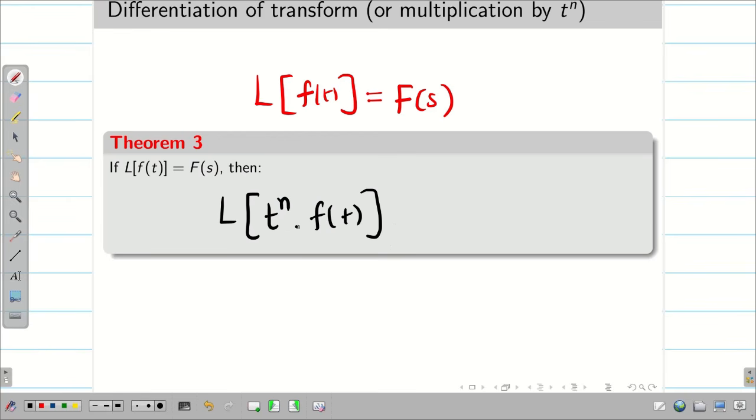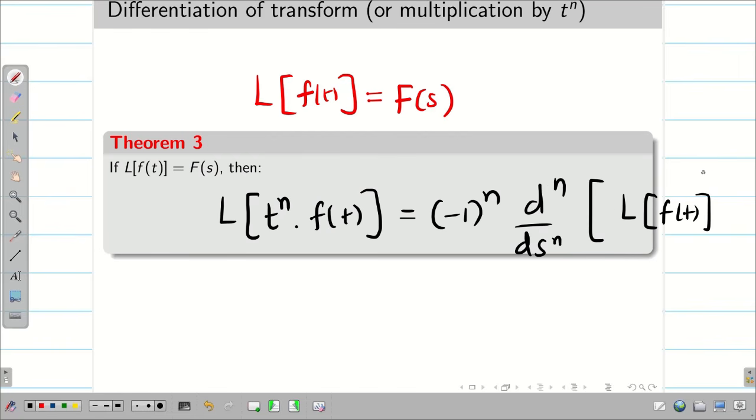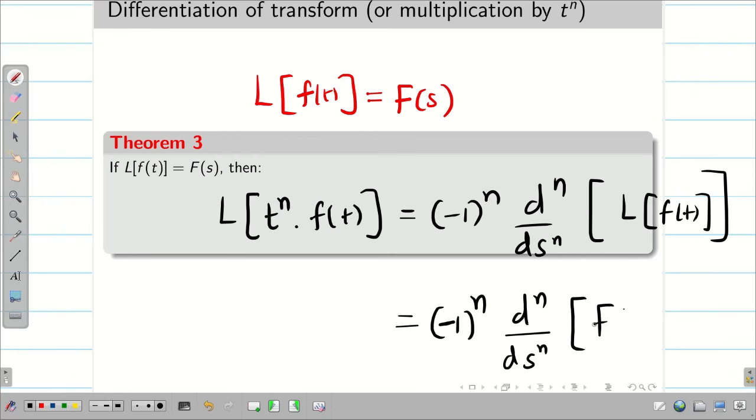So L of t power n into f of t is going to be minus 1 whole power n times differentiation of L of f of t with respect to s, that is minus 1 whole power n times differentiation of capital F of s with respect to s.